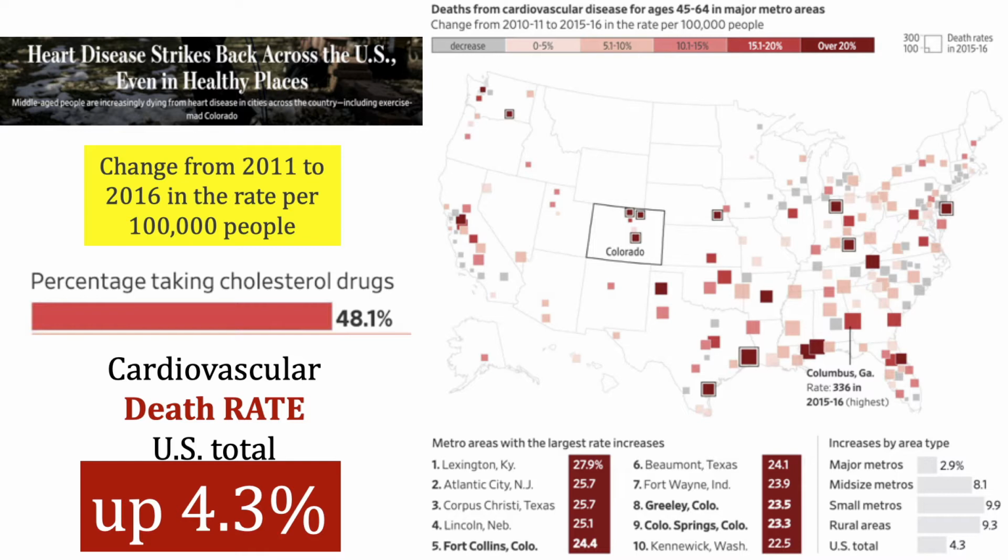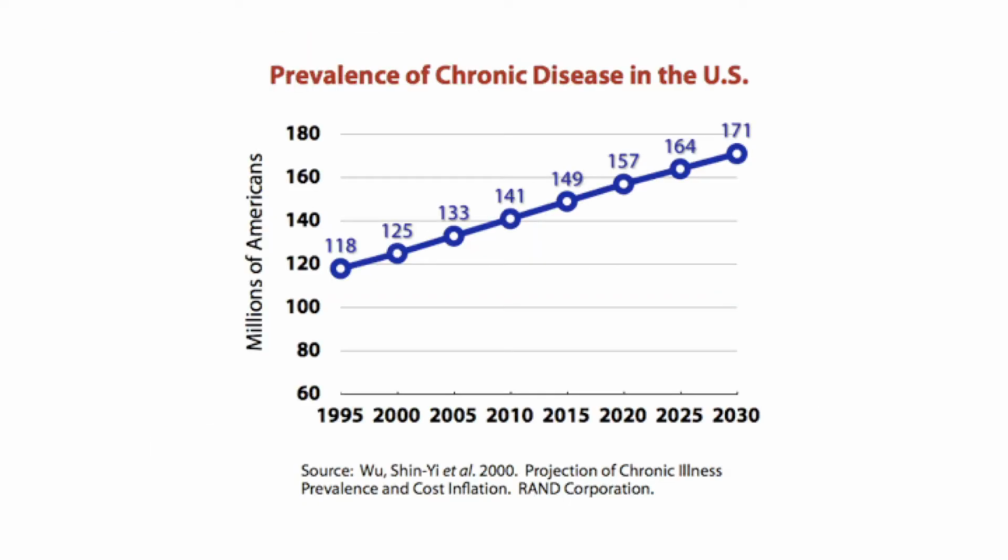And what we're seeing is that even in healthy places, chronic disease mortality from cardiovascular disease is up. And in some places around the country, it's up double digit from 2011 to 2016. This is unacceptable. What we see here from the RAND Corporation, based on the last slide, is that the trajectory for chronic conditions in America is significantly up. So we have to admit that the standard of care and the management of chronic conditions is not solving the underlying problem.